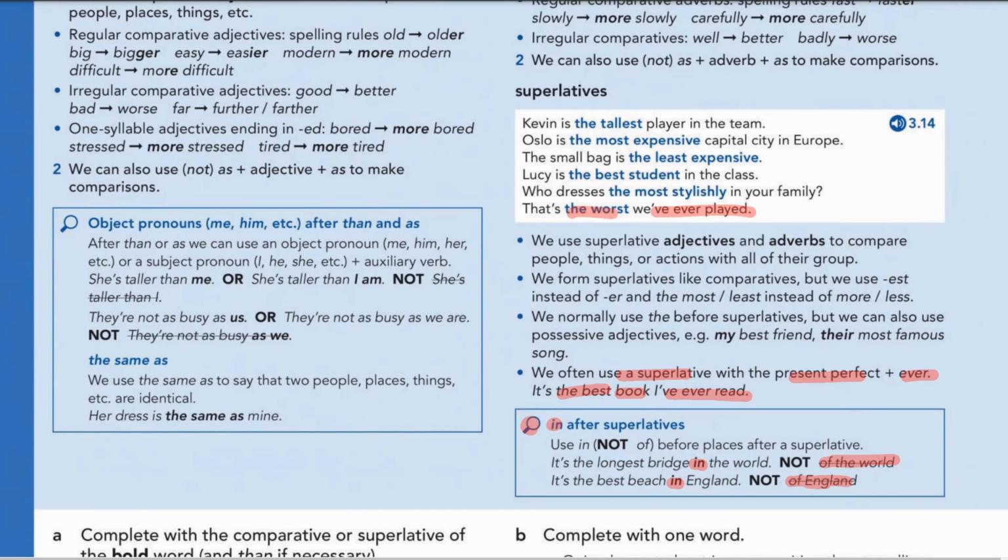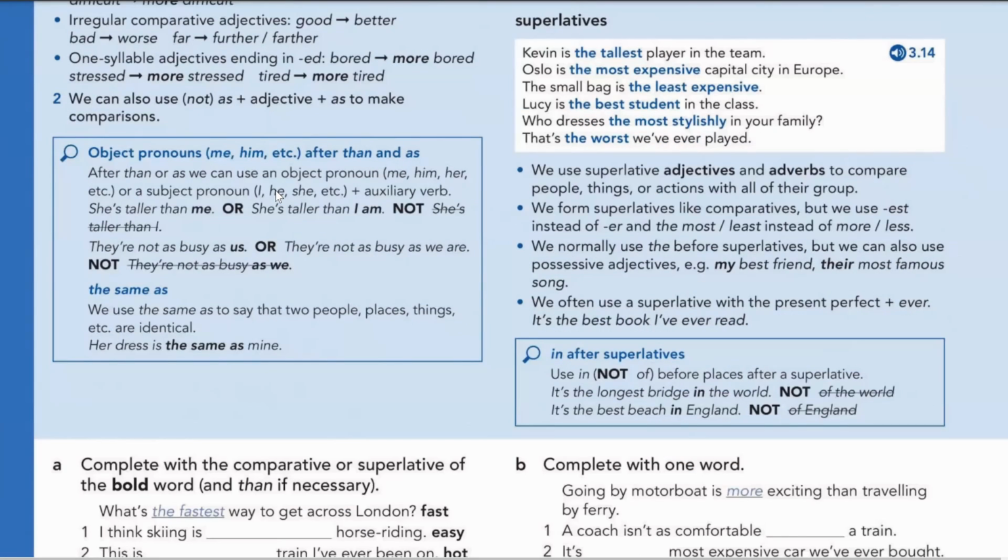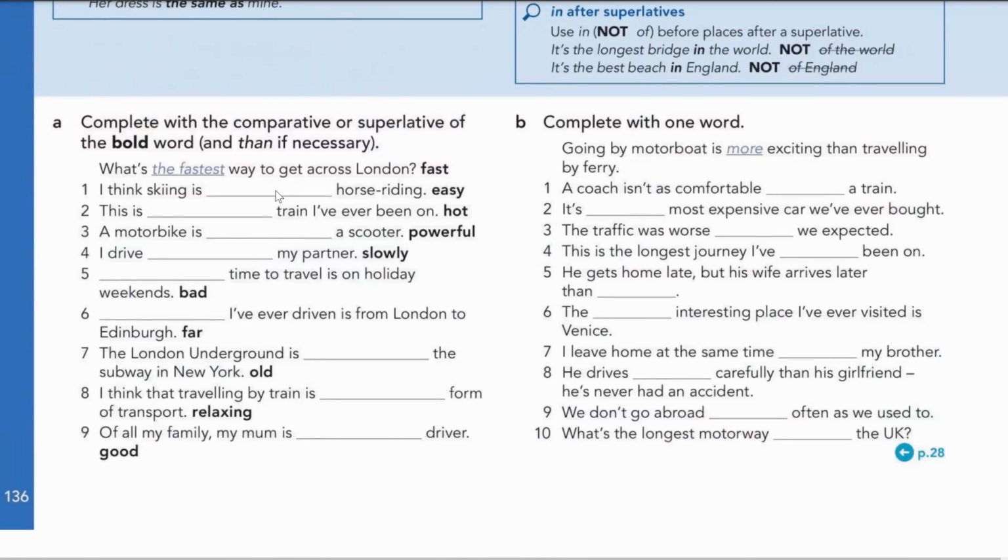Okay, so now we're moving to the exercise part. I'm going to explain one question from each exercise, and we finish the video, because the rest of the exercises, for example 2 to 9 or 2 to 10 here, we're going to practice in our online course. So A, complete with the comparative or superlative of the bold word, and then, if necessary, if you need it. So what is the fastest way to get across London? So I'm using superlative here. Why? Well, because here I cannot see two things being compared.